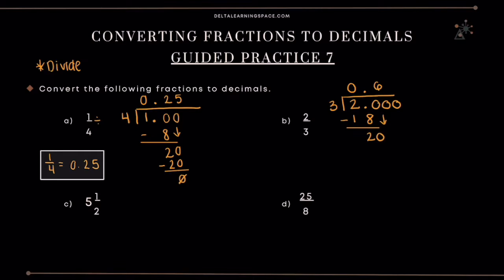Drop down a 0. 3 can go into 20 6 times. 6 times 3 is 18. I would get another 2, drop a 0 down again, and this is going to repeat. So 2/3 as a decimal will be 0.6 repeated.